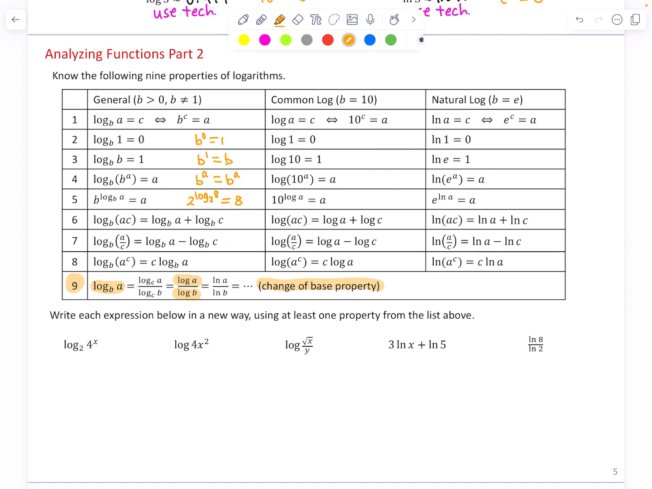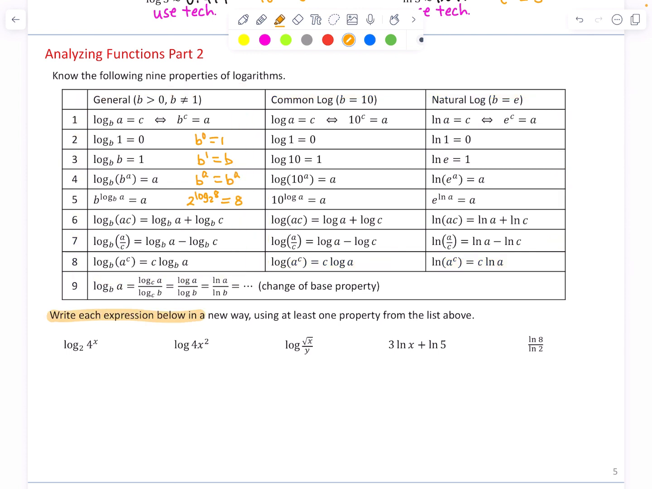Or if you choose the base to be e, you can write this as natural log of a over natural log of b, etc. This list would go forever because there are infinitely many choices of c that could be made here. I encourage you on your own time to go through the second 2 columns of this table and how they are simply variations of this first column.